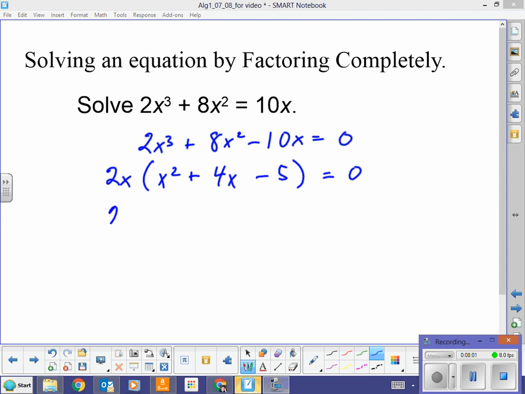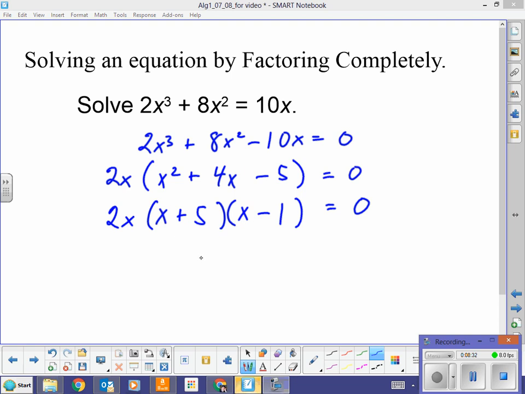Okay. Now, can I factor this further? Let's see. I need a pair of numbers that multiply to equal negative 5, but add to equal 4. So I want positive 5 and negative 1. 5 times negative 1 is negative 5. 5 plus negative 1 is 4. Okay. Binomials. Are either of these a difference of squares? No. So I'm done.